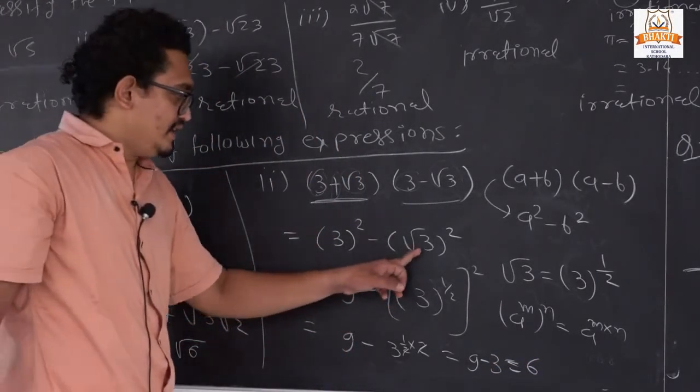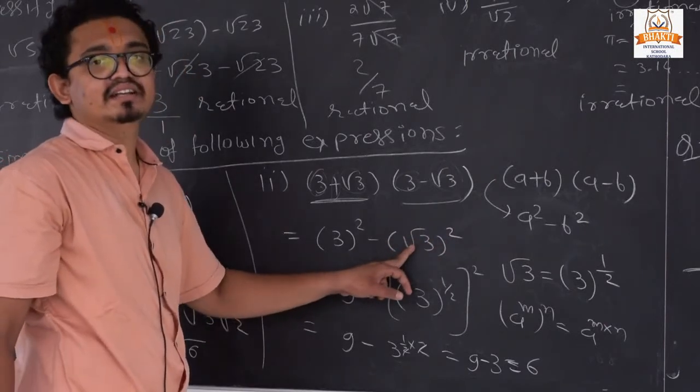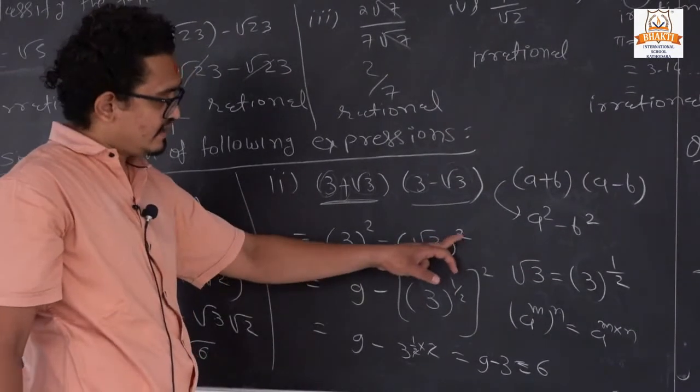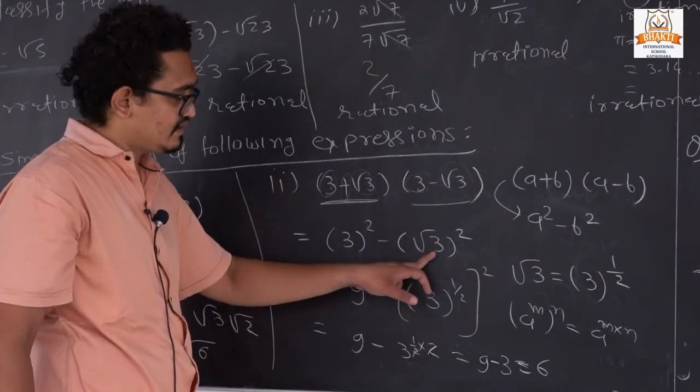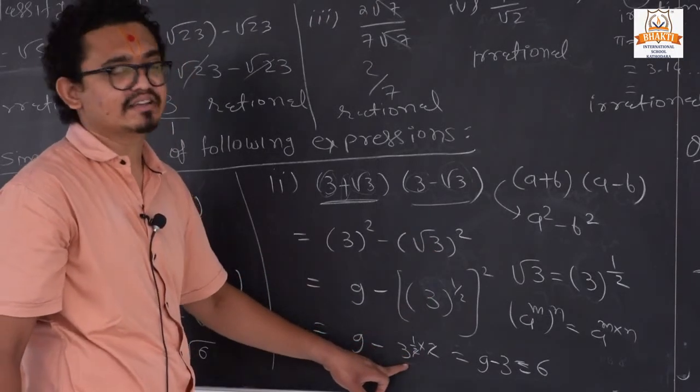So if we square any square root, the square root will be cancelled. Simply we can say that if we square any square root, the answer will be that number only. So here we get only 3.